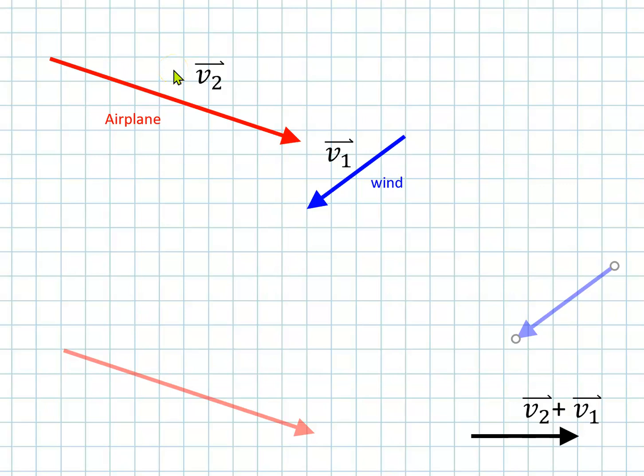This problem is asking us to find the true velocity of the airplane relative to the ground. Vector v2 is the velocity of the airplane through the air, and vector v1 is what the air is doing. The air is moving, we call that wind. This is what the air is doing relative to the ground, and this is what the airplane is doing in the air. We want to say, what's it doing relative to the ground? So we basically need to add these two vectors.